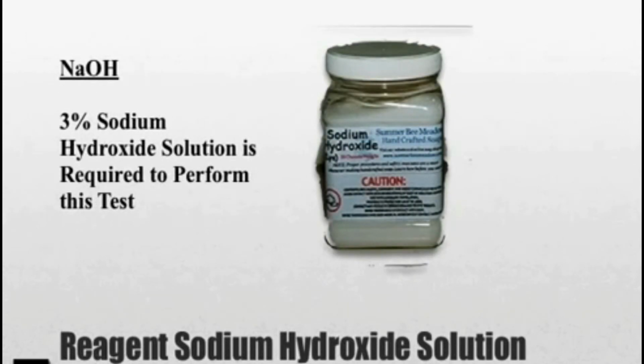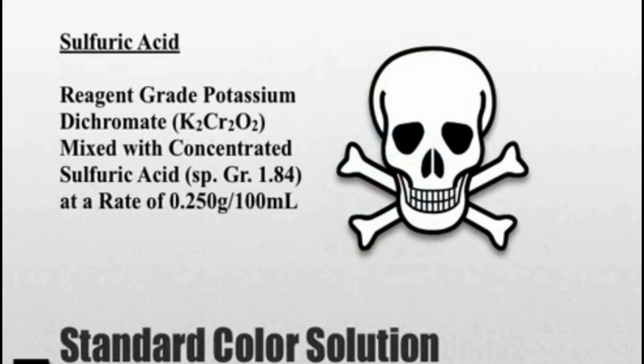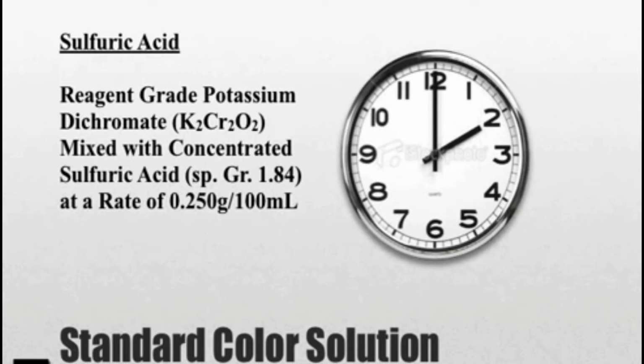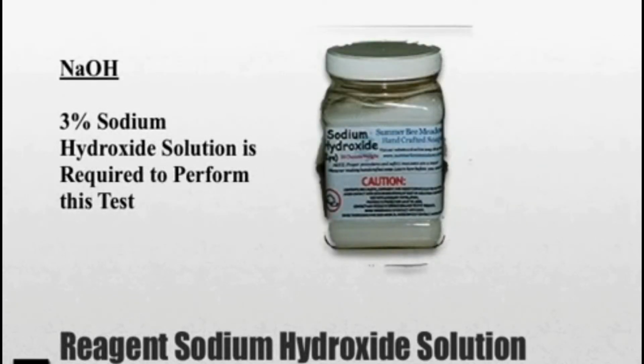There are two ways to perform this test. The first is using 3% sodium hydroxide solution and the glass color standard. The other is to produce a standard color solution by dissolving reagent-grade potassium dichromate in concentrated sulfuric acid at a rate of 0.25 grams per 100 milliliters of acid. When using this method, the reference standard color solution must be prepared no longer than 2 hours ahead of time. When using the 3% sodium hydroxide solution method, this is not necessary.